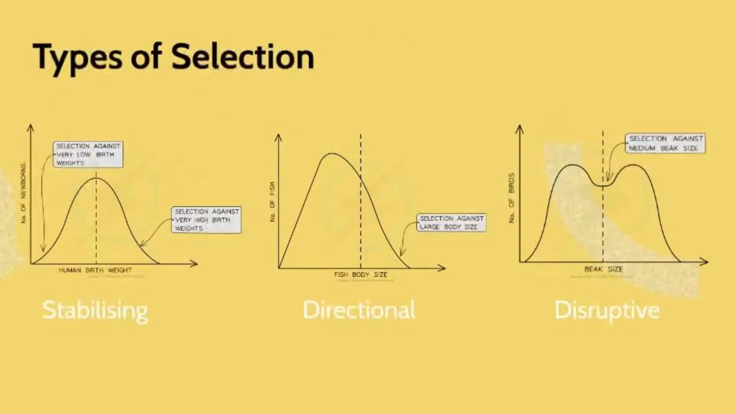A classic example of stabilizing selection can be seen in human birth weights. Very low and very high birth weights are selected against, leading to the maintenance of this intermediate or average birth weight.